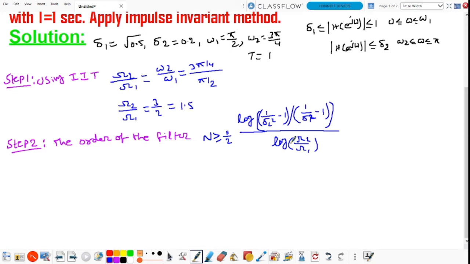Given that the δ1, δ2 values are there, and also calculated from step 1 using the impulse invariant transformation method, ω2 by ω1 is calculated. Substituting all these values into this equation, we get N greater than or equal to 1 by 2. What is the δ2 value? 0.2. So 1 by 0.2 whole square. 0.2 is written as 1 by 5. So 1 by 5 square is 1 by 25, and 1 by 1 by 25 is 25, that is coming to the numerator. 25 minus 1 is 24.